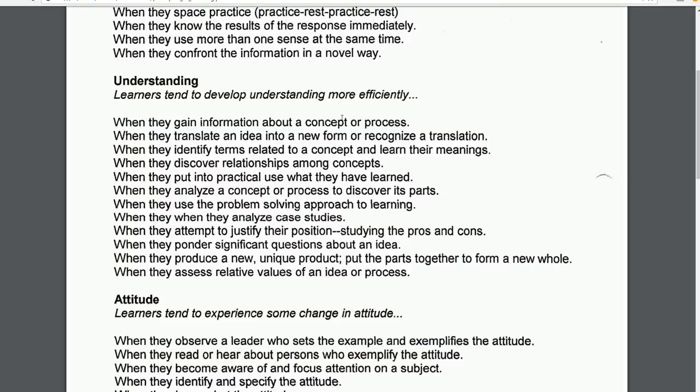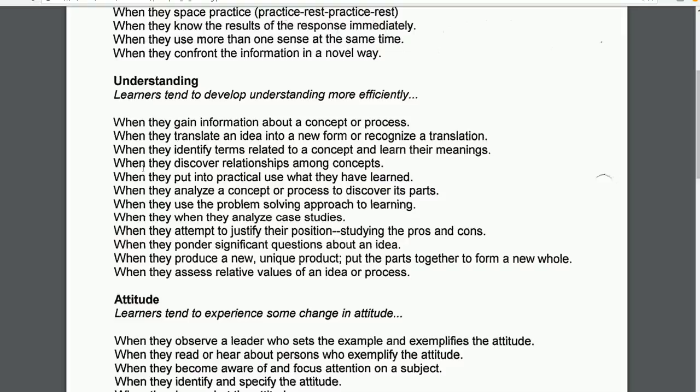When they get information about a concept or process, they have to gain more information, they tend to understand it better. When they translate an idea into a new form or recognize a translation, that shows a level of understanding. By the way, this particular principle is one that you did when you translated the definition of learning, that learning is a change in knowledge, understanding, skill, attitude and skill brought about by experience. You translated that definition, and this is the principle here, translating into a new form. When they identify terms related to a concept and learn their meaning, so it's this idea of related concepts and terms. There's a whole bunch of wonderful things here.